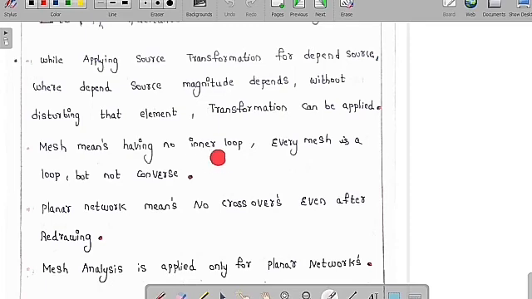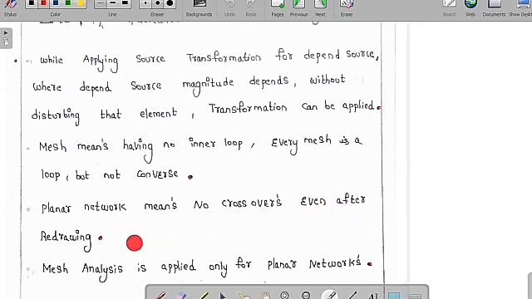Mesh means having no inner loop. Every mesh is a loop but not conversely. Every mesh is a loop but every loop is not a mesh, because in a mesh there are no inner loops. Planar networks mean no crossovers even after redrawing.